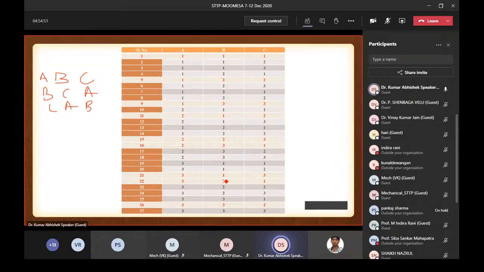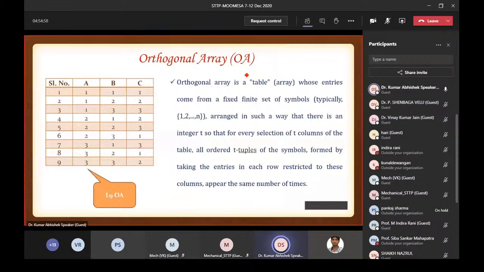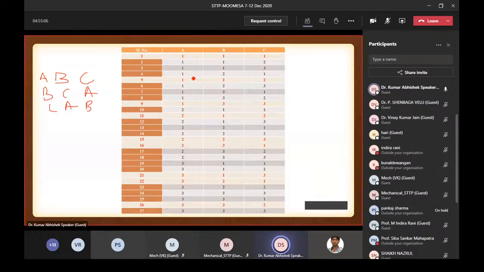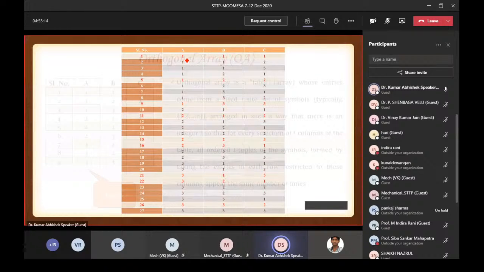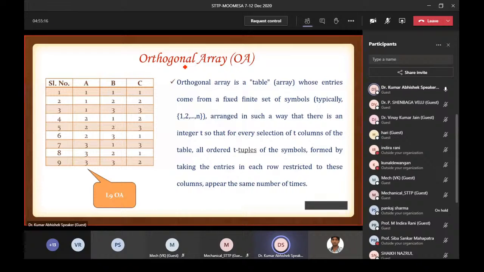So first of all, this orthogonal array concept is used in order to minimize the number of experiments. If you look here, this is the reduced number of experiments. This is only 9 experiments that you have to carry out.